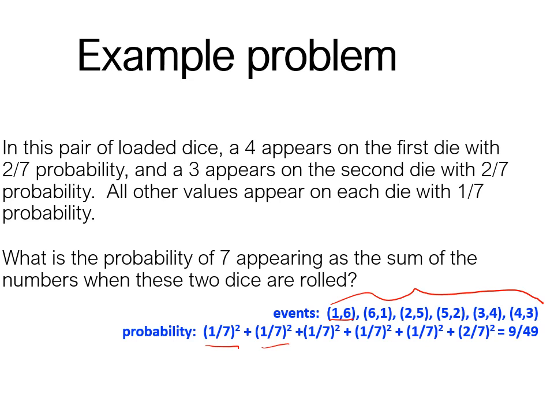The interesting one is 4,3, because this is the one where 4 appears on the first die and 3 appears on the second die. So that's 2 over 7 squared. We add this up, we get 9 over 49. And that's the solution for this problem.